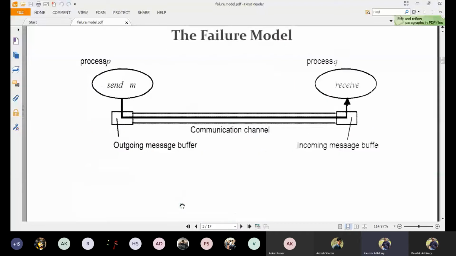So if we see the diagram, we have a send omission failure when there is some failure between the sender and the outgoing message buffer. And there is a receive omission failure when there is a failure between the incoming message buffer and the receiver. While in the communication omission failure, there is a failure in the communication channel itself, means when there is a failure between the outgoing message buffer and the incoming message buffer.